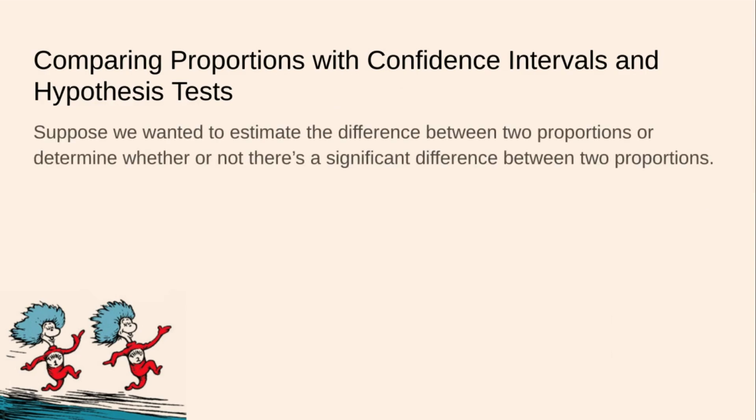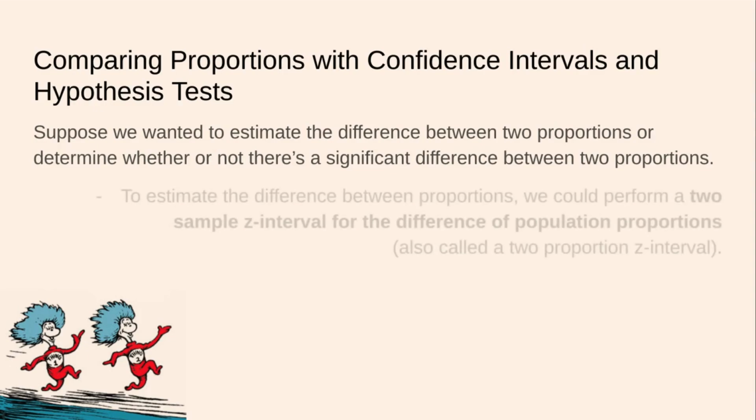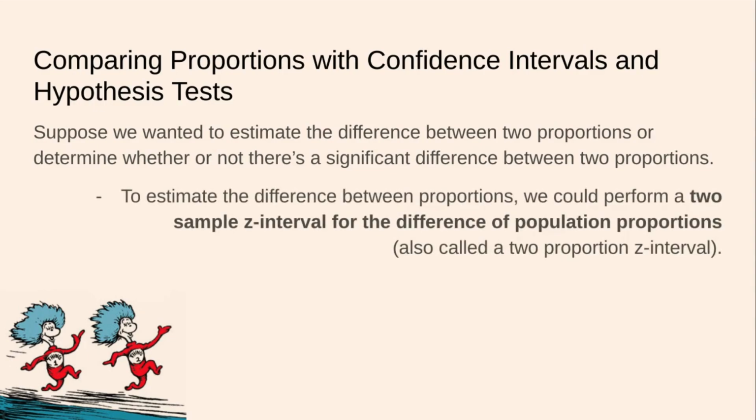So suppose we wanted to estimate the difference between two population proportions, that's implied, or determine whether or not there's a significant difference between two population proportions. Well, of course, if we could study the whole population, then we wouldn't have to estimate anything, but if we wanted to estimate the difference between two population proportions using samples, or see if there's a significant difference between two proportions, we are going to employ a couple of processes we're going to talk about through this section.